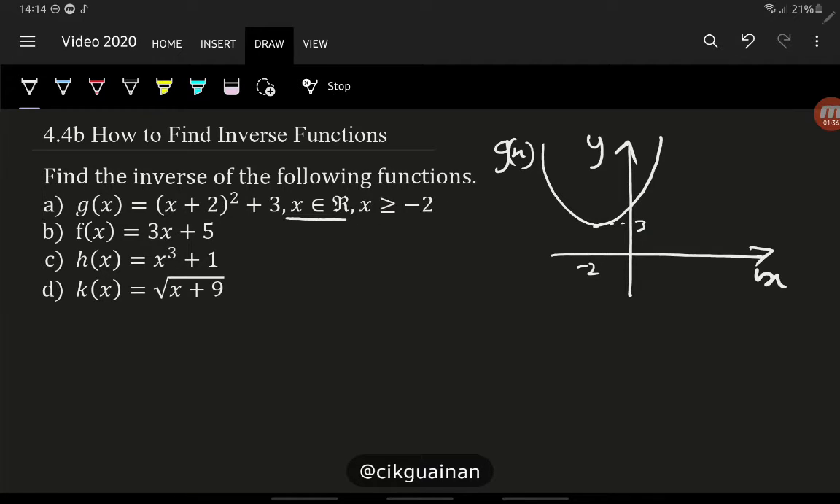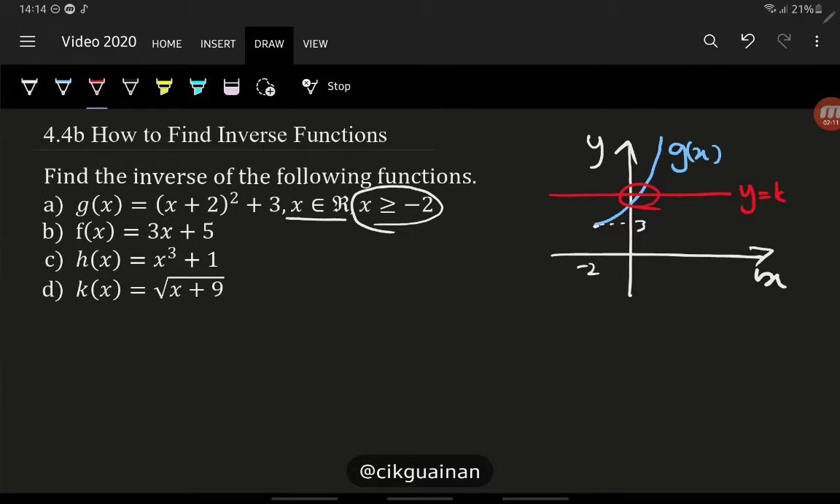Now the problem is we have this restriction, x greater than or equal to minus 2. So it means that we don't want this part, and it leaves us with this one. Maybe I use blue color. So this curve only is our g(x) actually. When we do the horizontal line test, it passes, because there is only one intersection point. When we move the line y equals k up and down, it also touches at one point. Therefore, g(x) has an inverse.